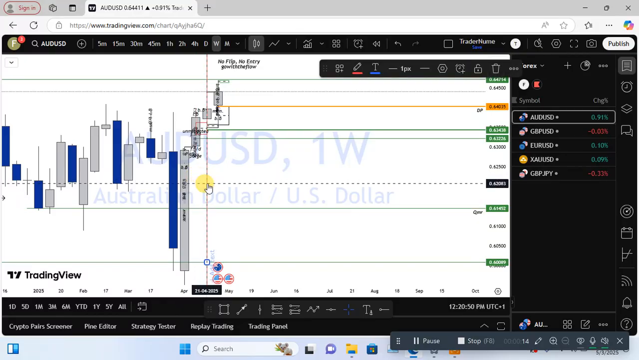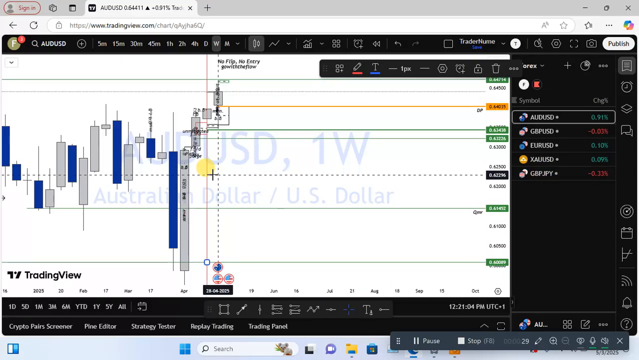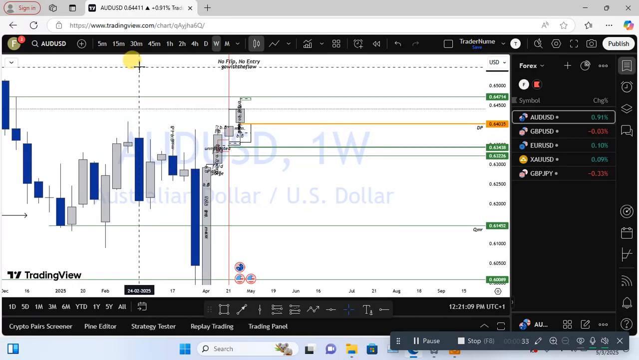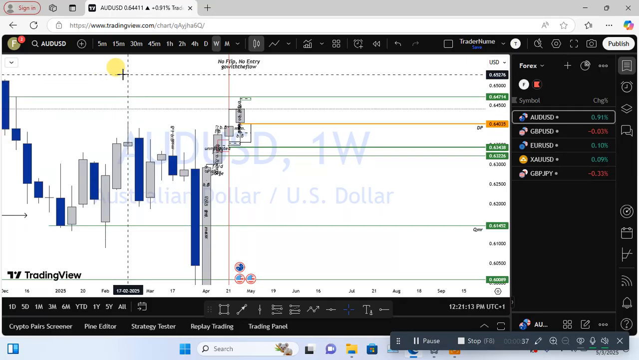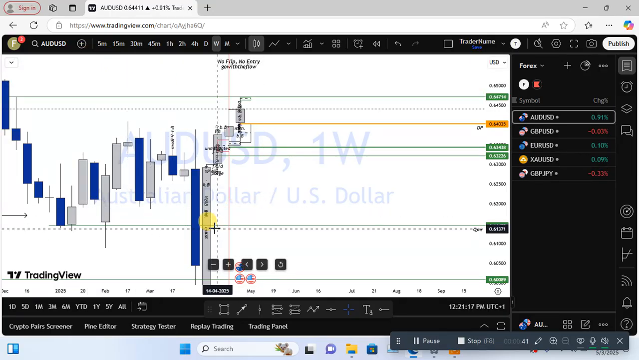But I'm going to be looking at all the pairs I trade, which is 1, 2, 3, 4, 5: AUD/USD, GBP/USD, EUR/USD, Gold, and GBP/JPY. I added this one recently. So this is the weekly chart for AUD/USD. I'm starting from the weekly chart.